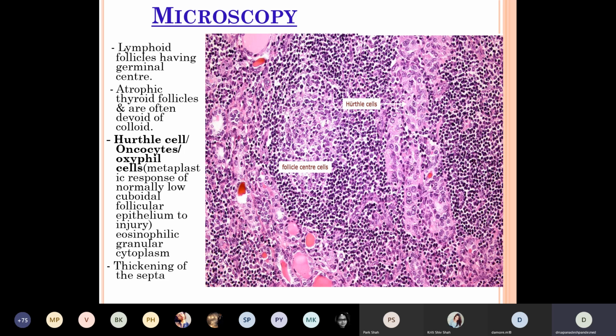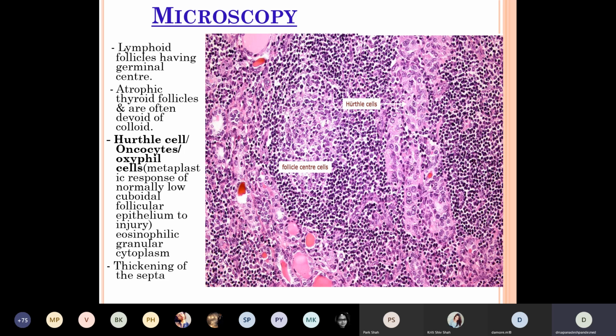These cells are a metaplastic response of the normal columnar, that is, the normal cuboidal epithelium, that will show Hurthle cells. Okay, so there will be eosinophilic granular cytoplasm. Okay, and a greater amount of mitochondria will be present in that. That is why the Hurthle cells will be present. Okay, and there will be thickening of the septae. Okay, so you can see the septae. The septae are not visible in this diagram, but sometimes you can see septae.